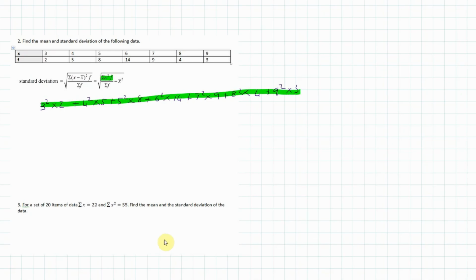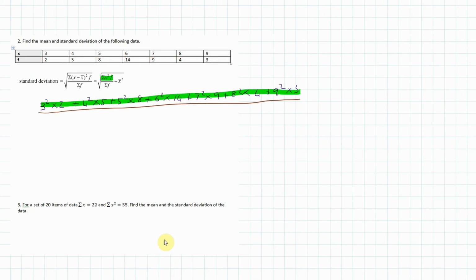Now, and then we're going to pop that all over the sum of the frequency. So we're just going to add all of these numbers here at the bottom together. So let's do that now. Let's see if we can do that.